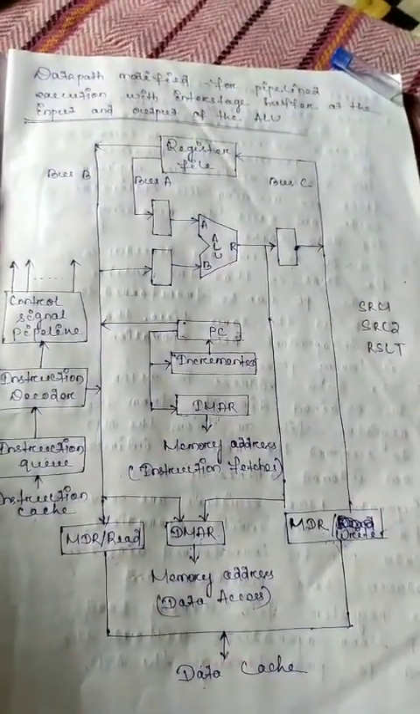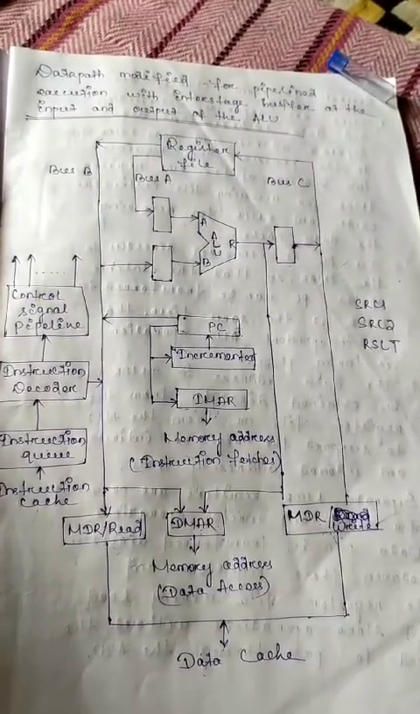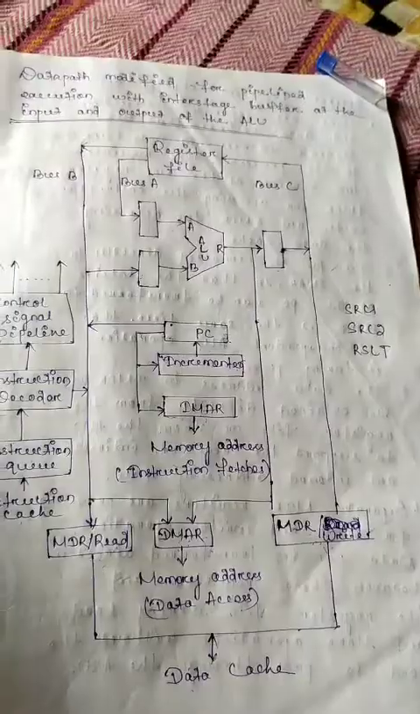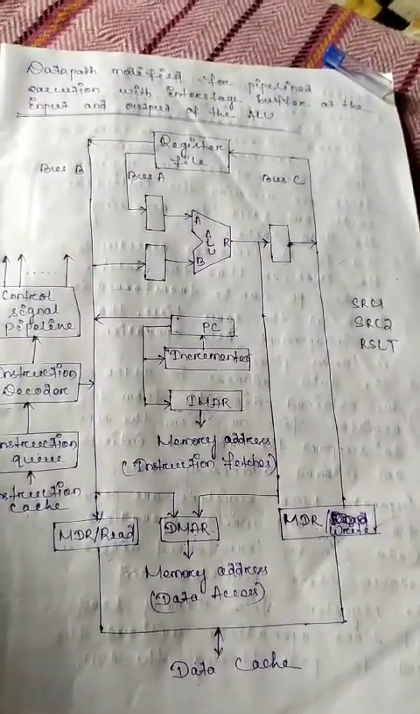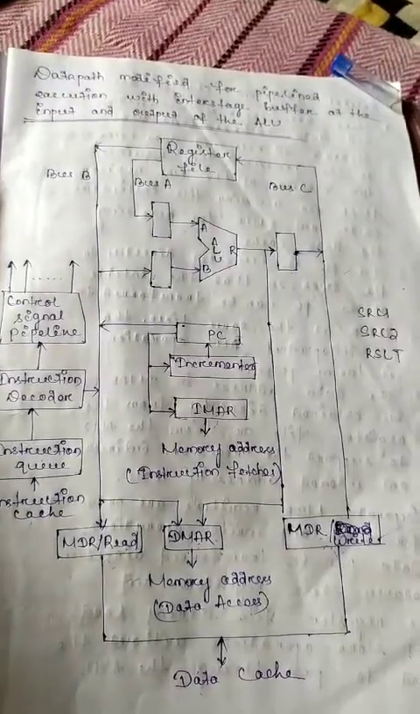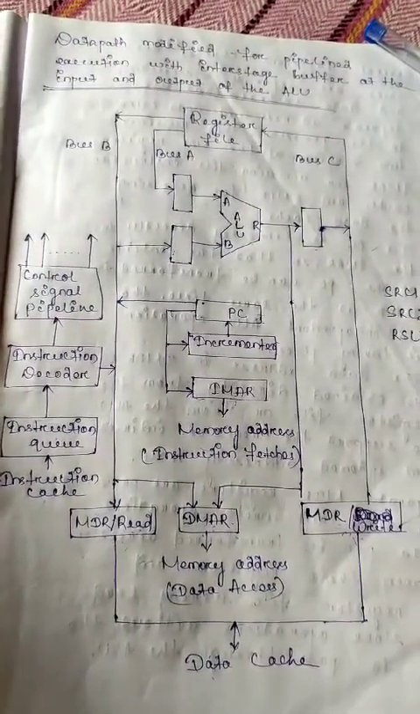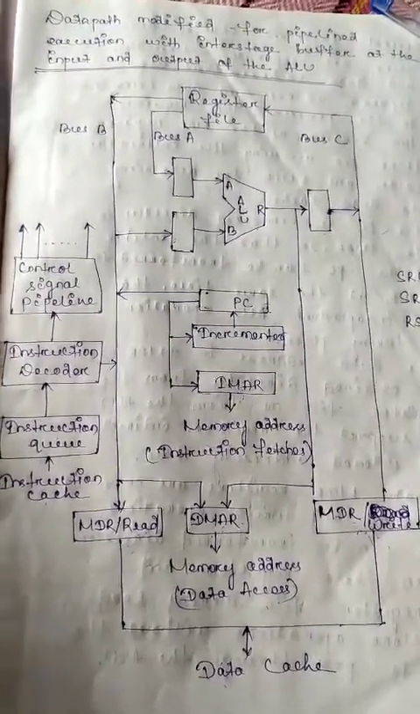B2 is basically used between decode and execute, and B3 is between execute and write. B1, B2, and B3 we have already discussed. Whatever I have told you, I have already made a note of it. I will provide it after some time. So let's discuss it again.